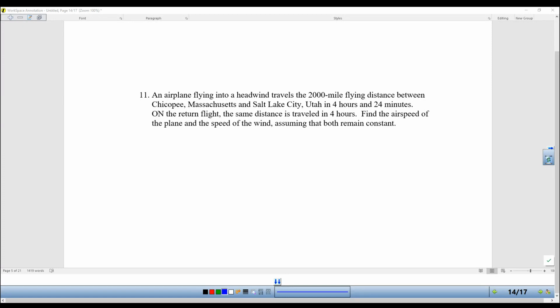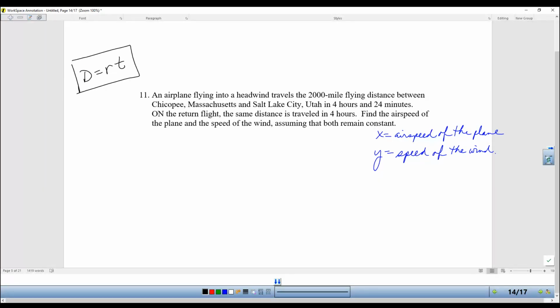So like I said with the last one, sometimes it helps to define your variables by figuring out what the question is. So find the airspeed of the plane. So let X be equal to the airspeed of the plane, and Y is equal to the speed of the wind. So what they don't give you in this question is the formula distance is equal to rate times time. It's pretty much understood that people know that, but the truth is I think a lot of people don't know it. So there it is for you.